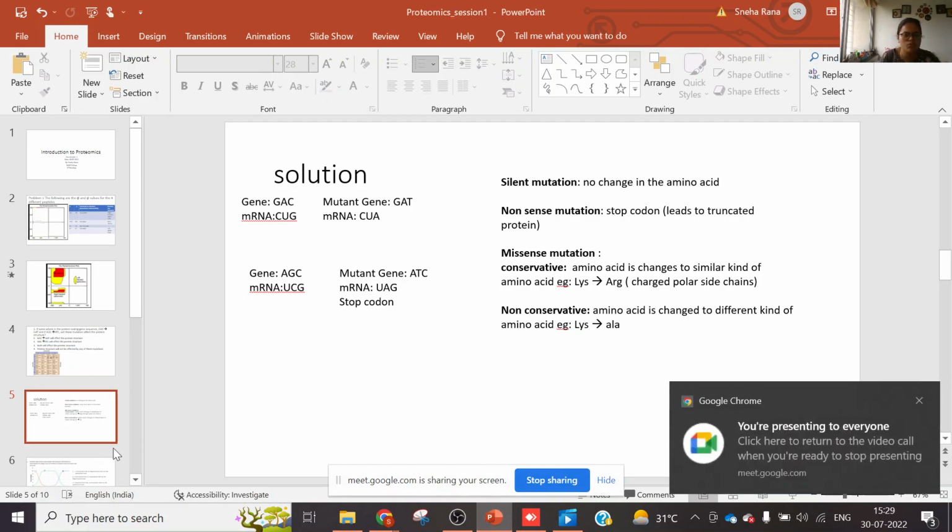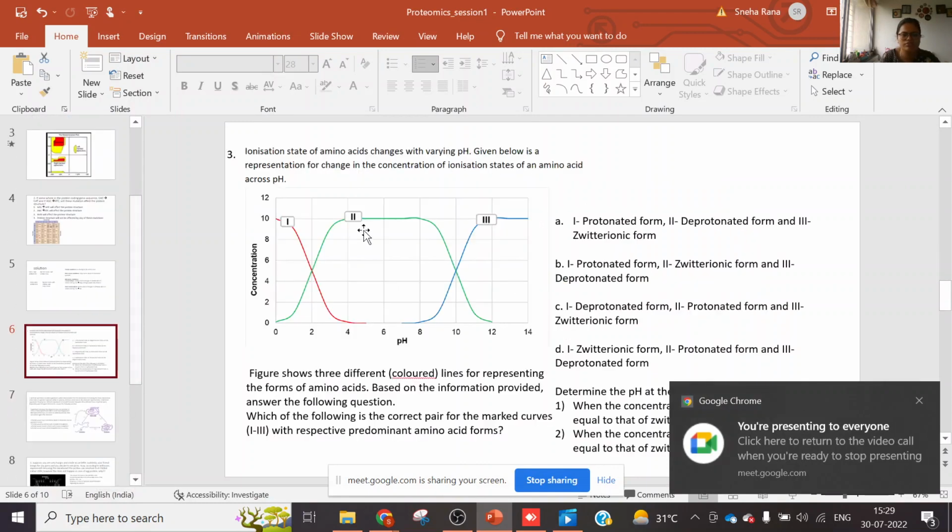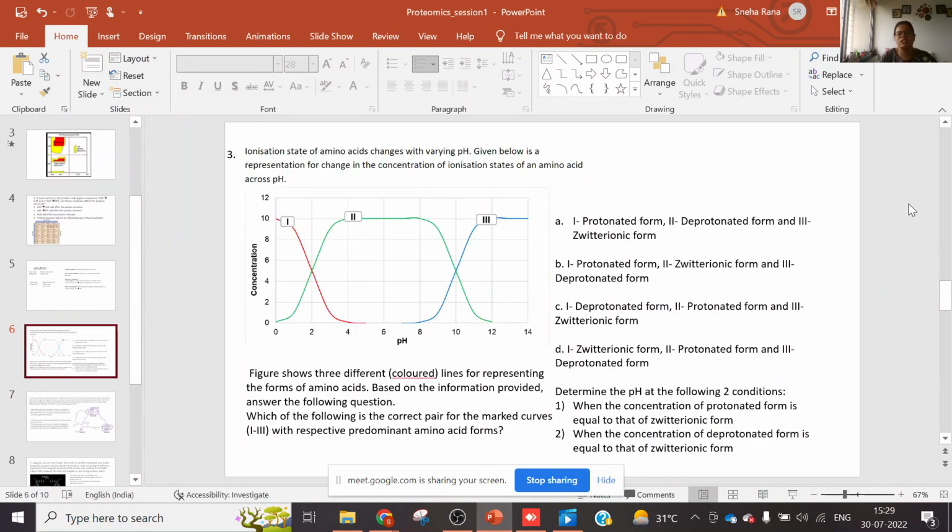So now we will move to another question. This is the third question. Let me first read the question. Ionization state of amino acids changes with varying pH. Given below is a representation for change in the concentration of ionization states of an amino acid across pH.